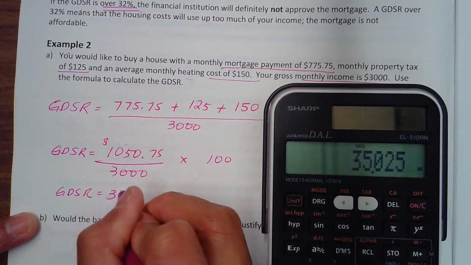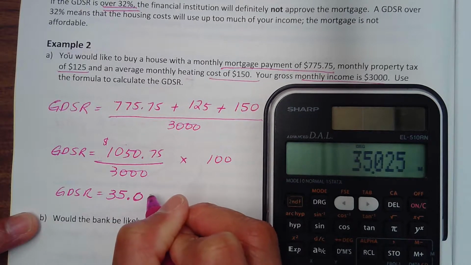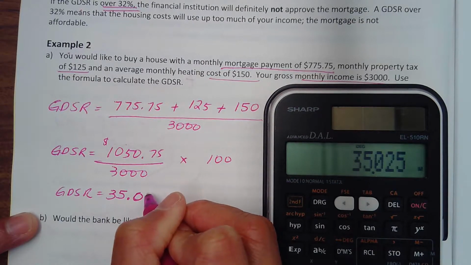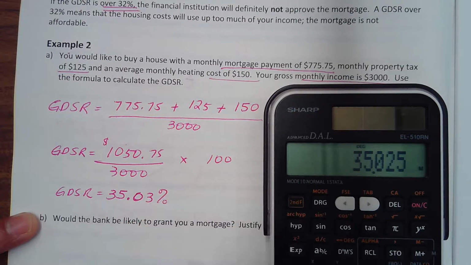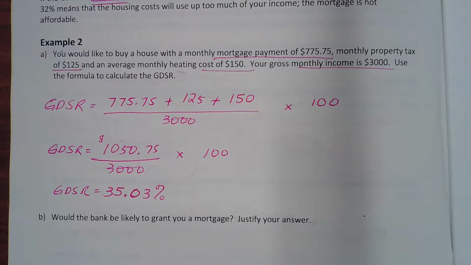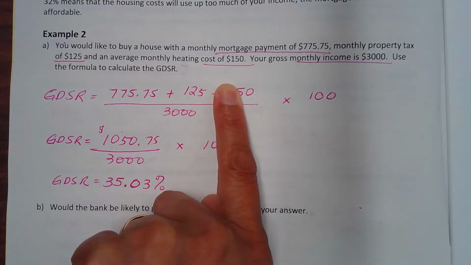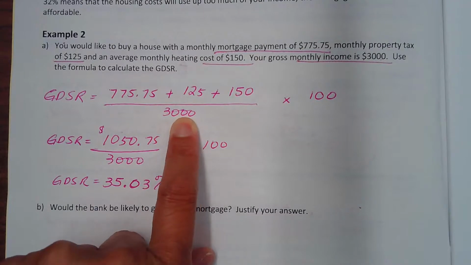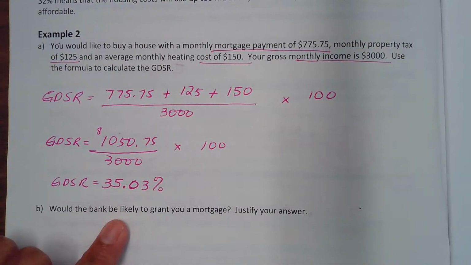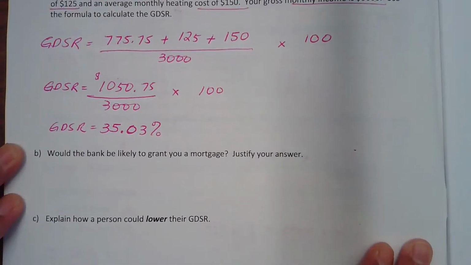I'm going to get 35.03%, rounded to 2 decimal places. Is everybody okay with this? 35.03%. Now, looking at that, did we do everything? Yes. All of these housing expenses divided by income times 100, 35.03. Question B, would the bank likely grant a mortgage?